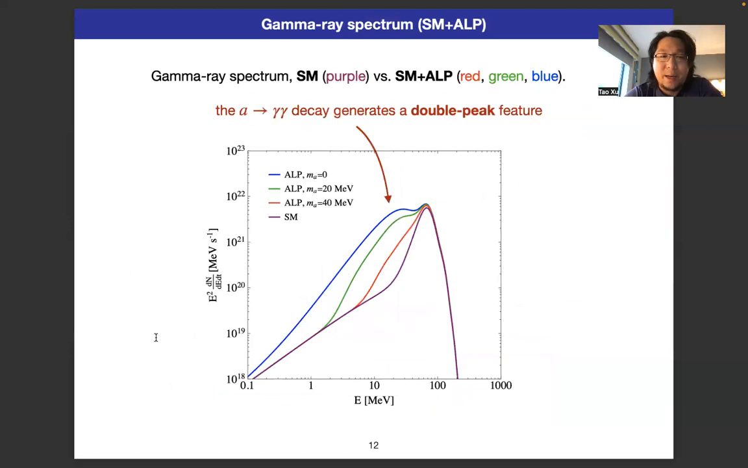So here I'm showing the gamma ray spectrum based on different assumptions of the theory model. The standard model only case is shown in this purple color, and the red, green, and blue curves show the case when we add an axion-like particle into the spectrum and let the axion-like particle decay to two photons. You can see that the red, green, and blue curves are higher than the purple curve because there are additional photons coming from the axion-like particles. And because the axion-like particle generates photons with a decay process, the location of these additional photons is different from the primary photon peak, and they generate a double peak feature in the gamma ray spectrum. So this is the new signal in the gamma ray spectrum that we can look for in an indirect detection search.